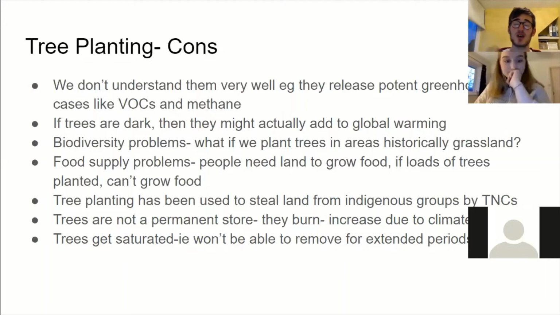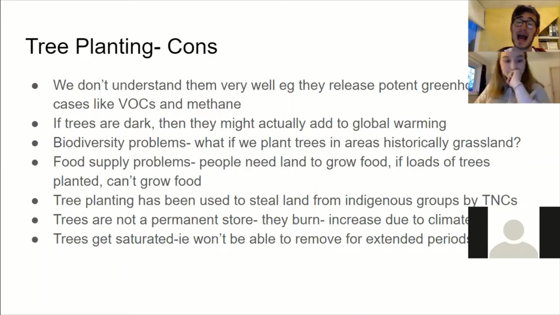People need land to grow food. There's a reason why we've cut down so many trees, whether you think it's right or wrong. It's because people need to grow food, but also they need land for loads of other economic activity. We need land for our cities. So if there's loads of trees planted, then this often means people can't grow food and therefore might not survive.